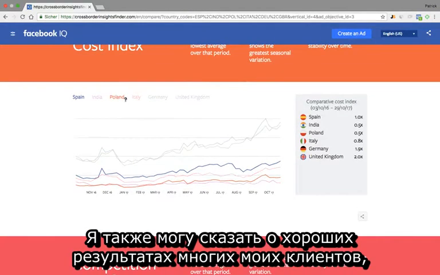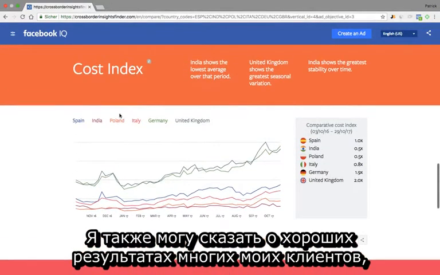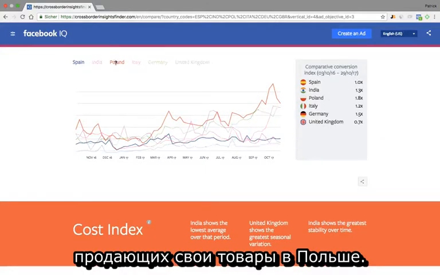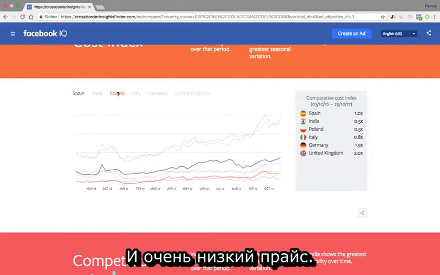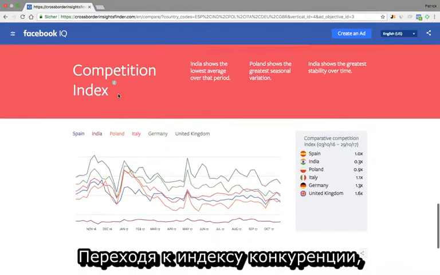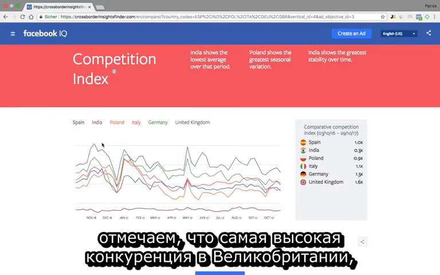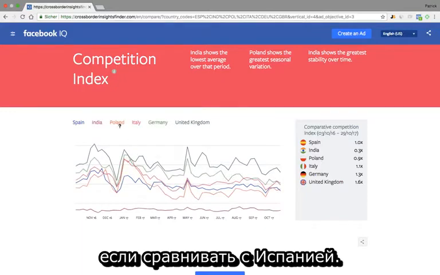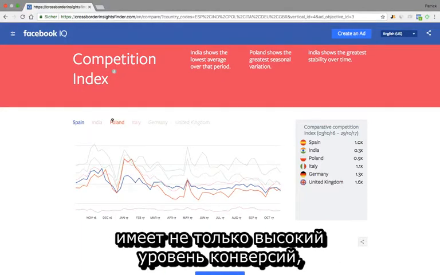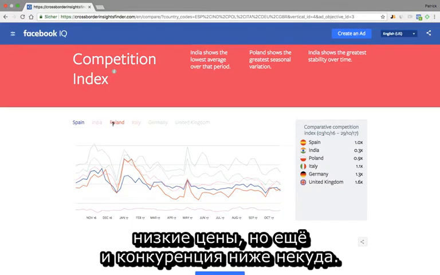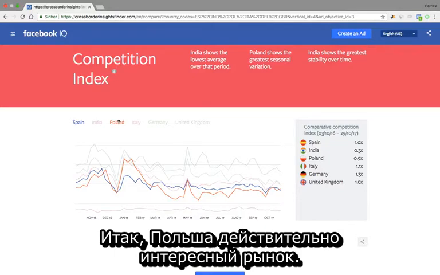And I also see very good numbers with many of my clients that sell their products in Poland, because they get high conversion rates at a very low price. So this is very interesting. And then the competition index, we see we have the highest competition in the UK, if you compare it to Spain. And then my favorite country, Poland, does not only have the highest conversions and the lowest costs, but also very low competition. So Poland is really an interesting market.